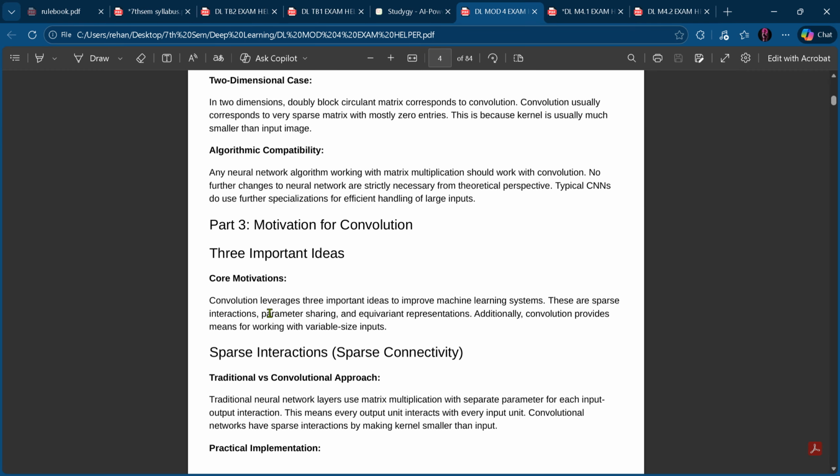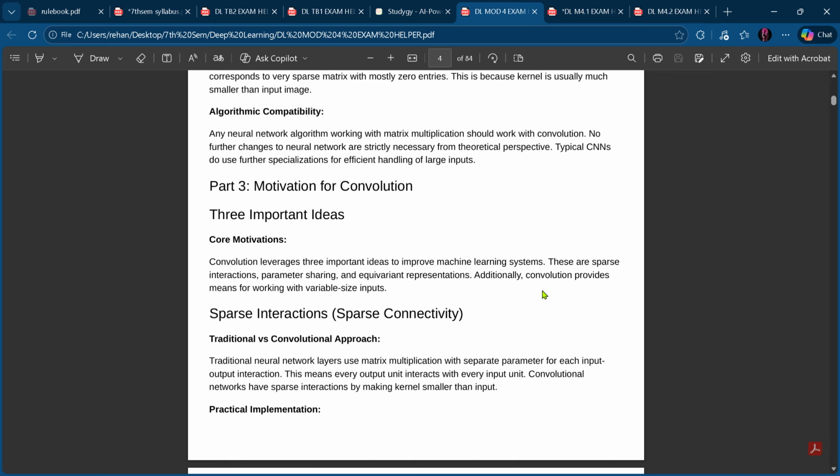See, convolution leverages three important ideas to improve machine learning systems. These are sparse interactions, which is nothing but the input and output interaction, parameter sharing, and equivariant representation. Additionally, convolution provides a means of working with variable size inputs.